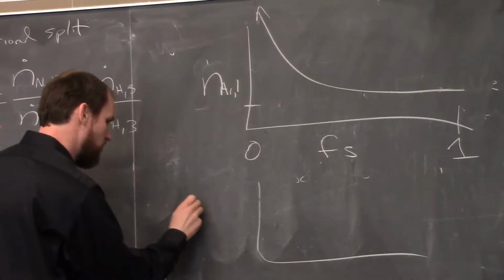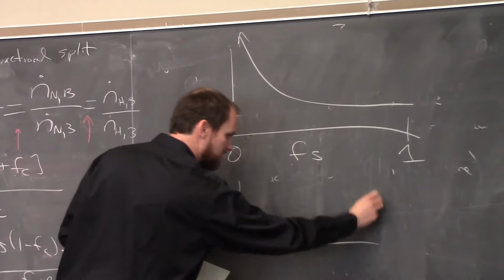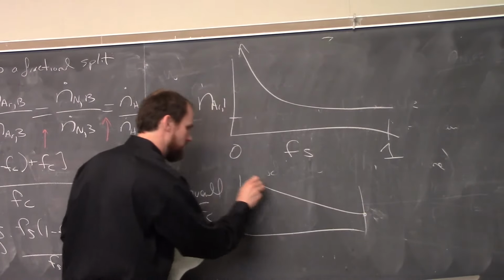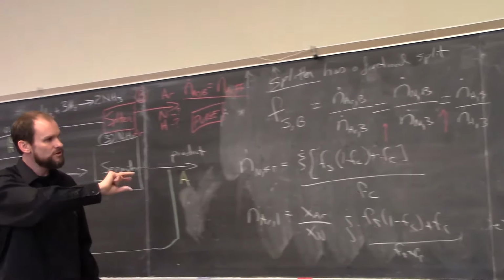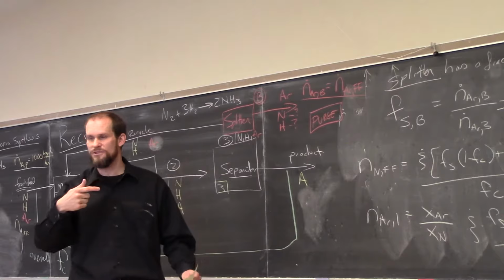If I plot the overall Fc, that does something similar. It goes from one value to another. So you get more overall, sorry, the more you turn down the split, the more conversion you get.